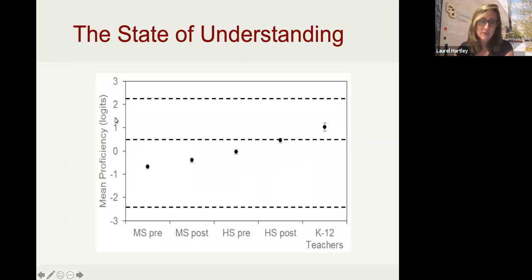This is their proficiency score again, and the MS is middle school, pre and post, and this is pre-post a learning experiment or a teaching unit that I'll talk about later. High school, pre-post, and teachers. So what we see is as students get more experience, they get better at their reasoning.